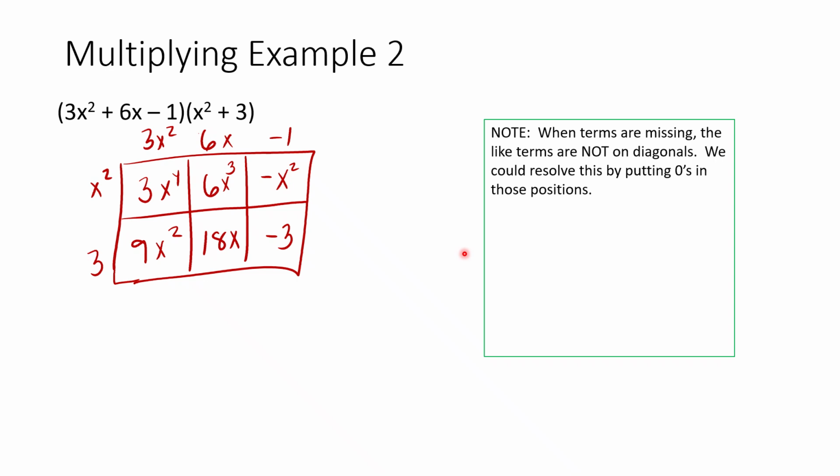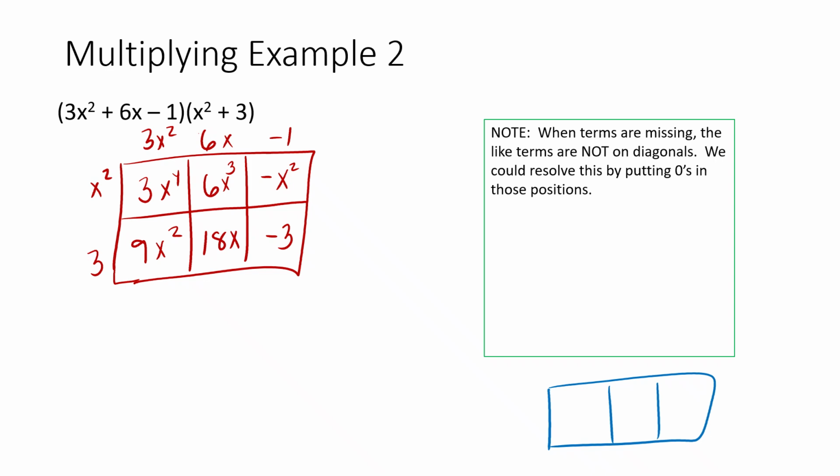Note that when terms are missing, the like terms are not on the diagonals. That's because when you leave out the term, you're actually leaving out boxes that would be there. And so when those boxes are taken out, everything shifts over a little bit, and so they're not on the diagonals. Now you could resolve that by putting zeros in those positions. Here's what I mean by that.